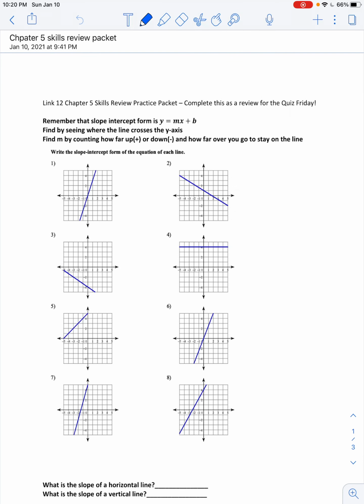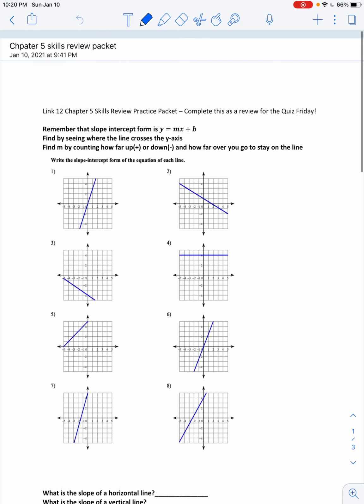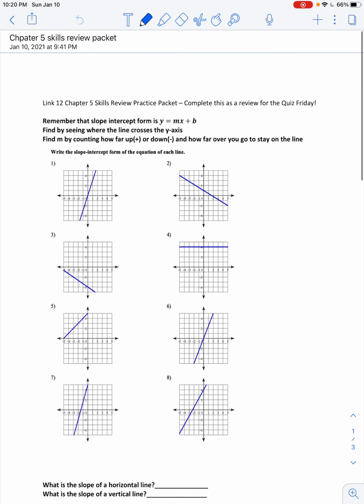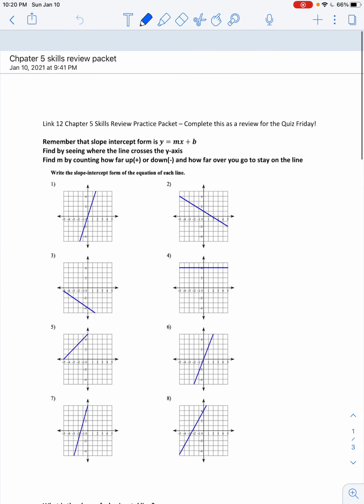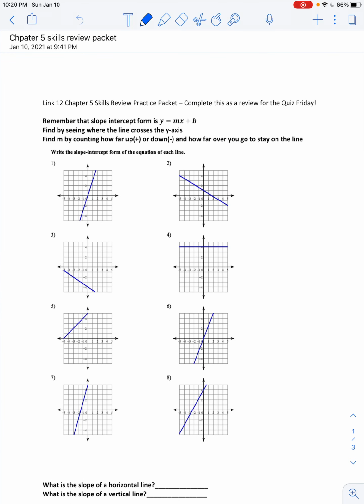Hey guys, this is the packet for practicing the skills from chapter 5, and I just wanted to go through it and help you with a couple from each page, so hopefully you can have better luck in case you have forgotten. Keep in mind that you can go back to the chapter 5 resources folder, go into the lesson videos, and rewatch any videos or parts of videos that you need in order to be successful on these skills.